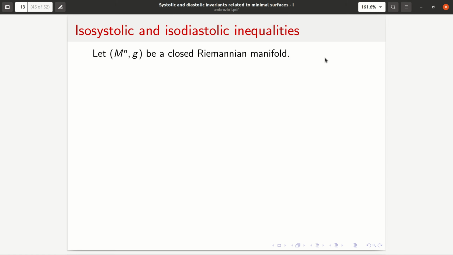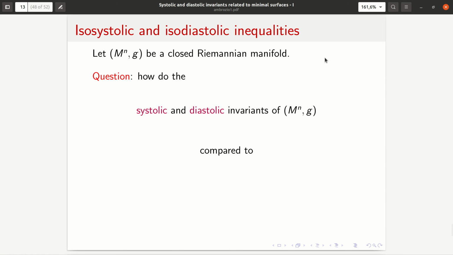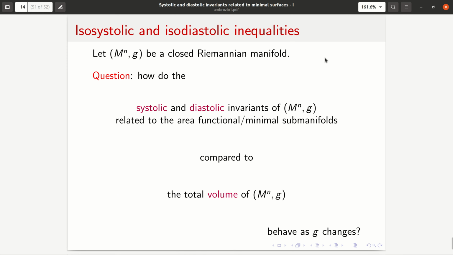Okay, so now let me try to move on to a mathematical problem. What I want to do is to understand how the systolic and diastolic invariants of a Riemannian manifold, when they are compared to the total volume of the manifold, behave as the Riemannian metric on a given manifold changes. And more precisely, I will be concerned in my talk about the comparison between the total volume of M and g to systolic and diastolic invariants of M and g that are related to the area functional and minimal submanifolds.